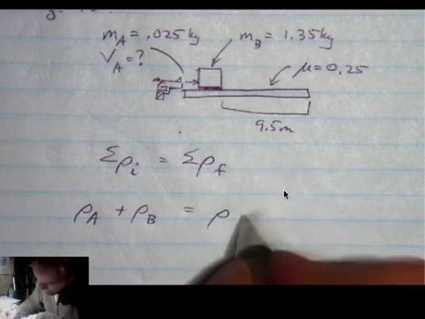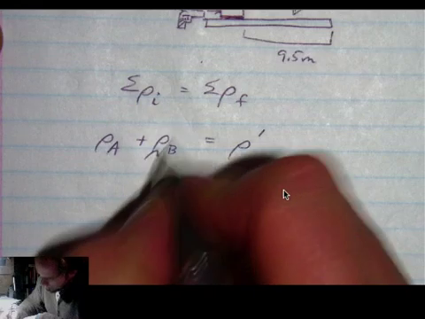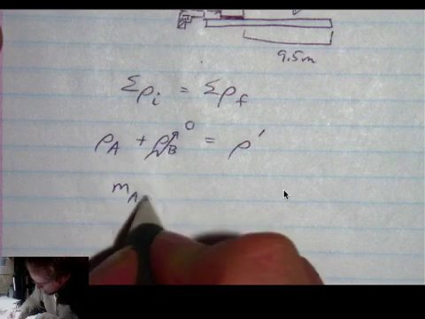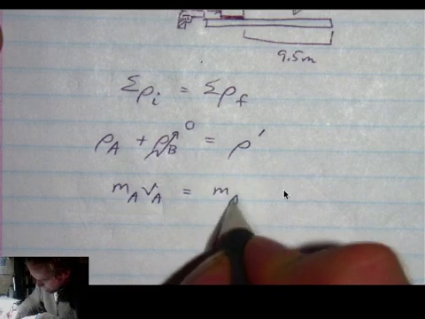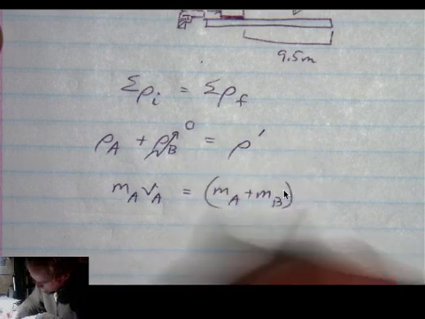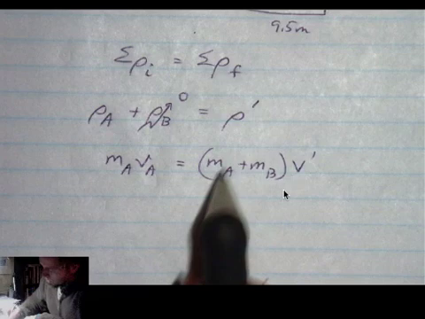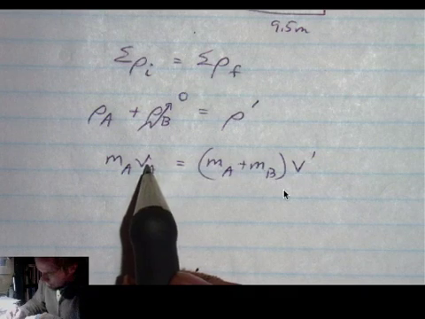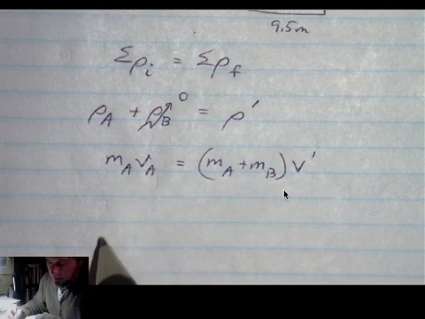Afterwards they're combined. So I can just state them as a combination by giving it a prime. I know that this momentum here is equal to 0, so I may as well just right now say this term is equal to 0, and I end up getting mass A times velocity A equals the mass total, mass A plus mass B, times the velocity of the combination. I know what these values are. I don't know what that is, and I don't know what that is.